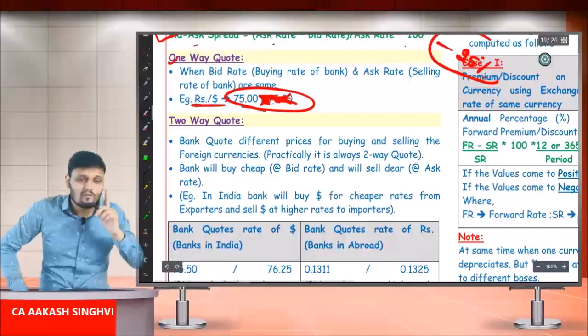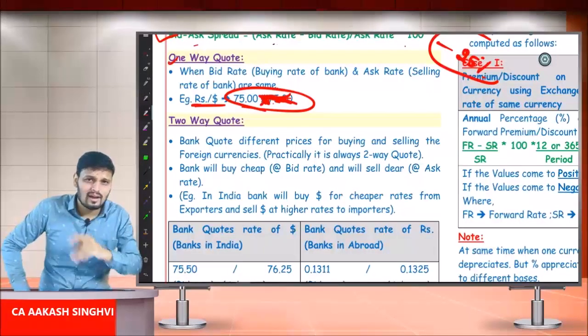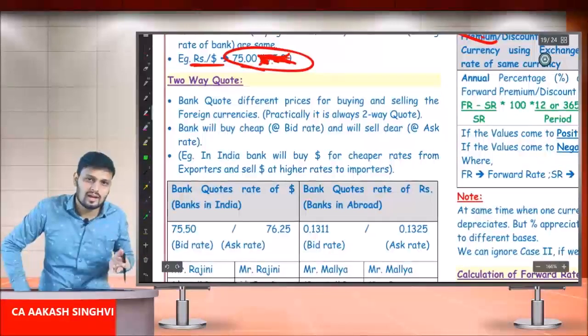Okay, done. So a one-way quote is nothing but they will give you only one rate, and two-way quotes obviously will give you the bid rate and the ask rate.